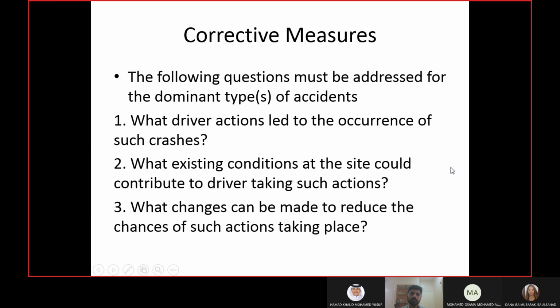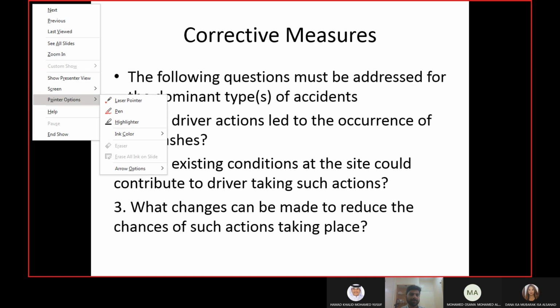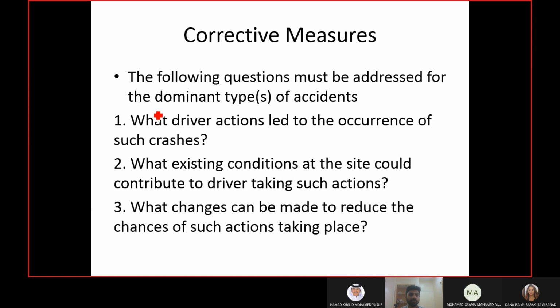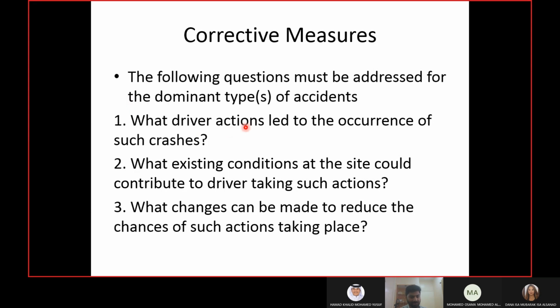So the first question is, what was the last action of the driver that led to the accident? What was the driver doing just before the accident? This is what we mean basically. Now this is just to know the condition of the driver in which the accident happened. We are not blaming the driver. There can be some valid reason for his action. We just want to know, so this is for our knowledge, not to put the blame on the driver.